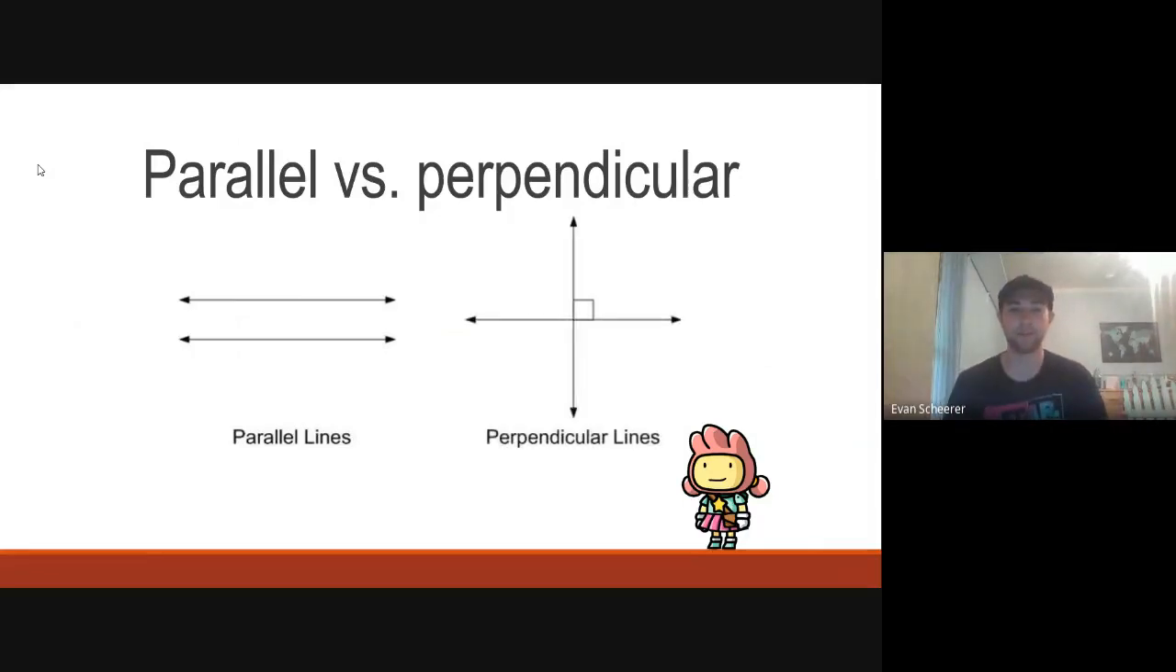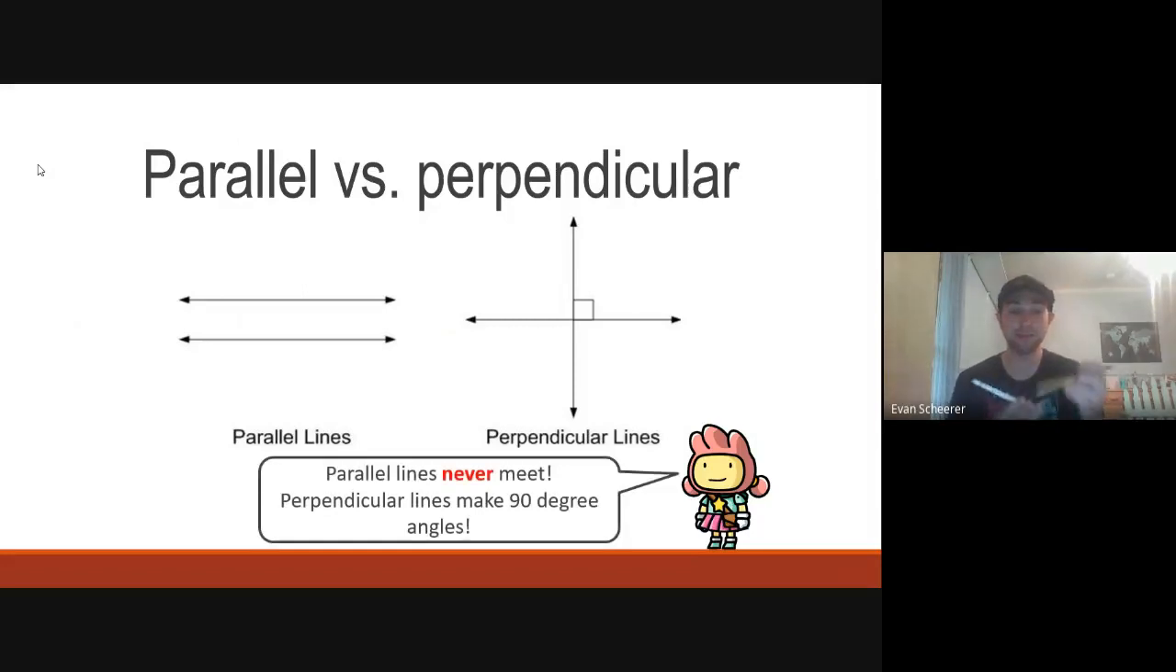And then perpendicular lines make a T. But not only do they make the T, they make that square. Remember, that square means 90 degrees. So parallel lines never meet because they are the exact same line in a different spot. And perpendicular lines make 90-degree angles. That's what that square is. So not only is that upper first quadrant 90 degrees, but all 4 corners there are 90 degrees, and that would make 360 degrees.